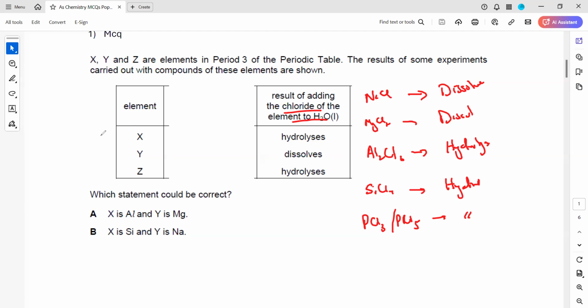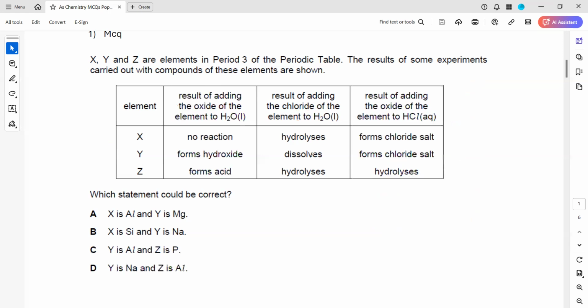Now we already mentioned X could be aluminium or silicon. Again, for the second option, what could Y be? Y is forming a basic oxide, so it could be sodium or magnesium. This gives an idea that either A or B can be the answer. And what about Z? Because A and B we have to check.